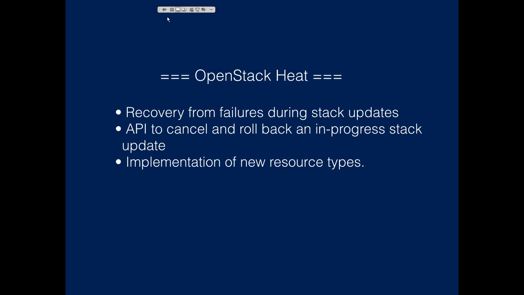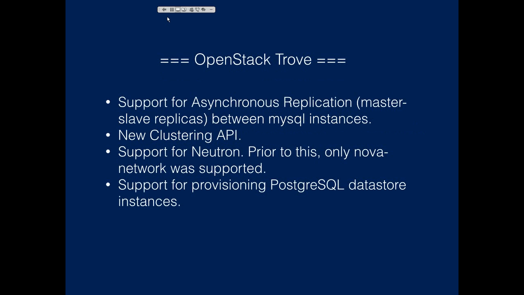In terms of the OpenStack Database as a Service project, there's support for asynchronous master-slave replication between MySQL instances. There's a new clustering API with support for MongoDB clusters. Earlier, support for deploying Trove instances was only with Nova Network. Now you can use Neutron for networking. Trove, for those who are not familiar, is the database as a service, the equivalent of Amazon RDS.